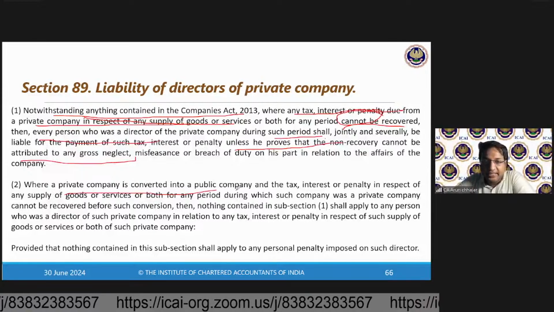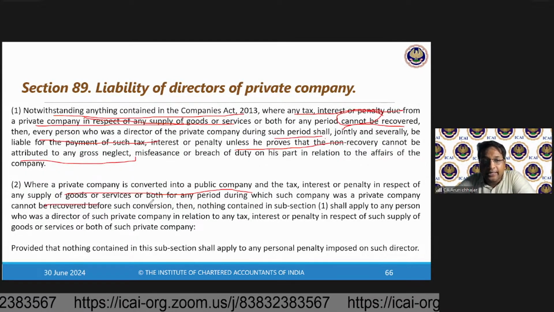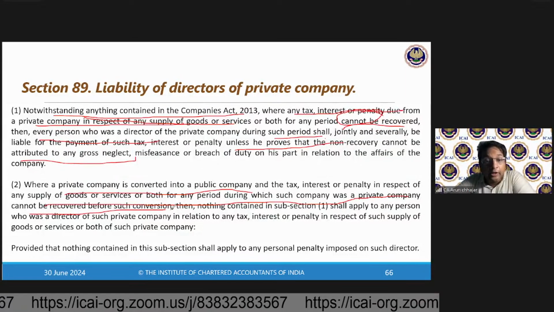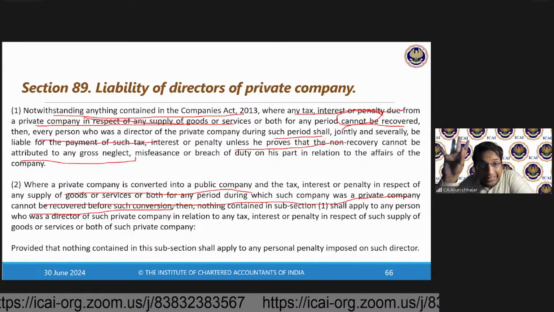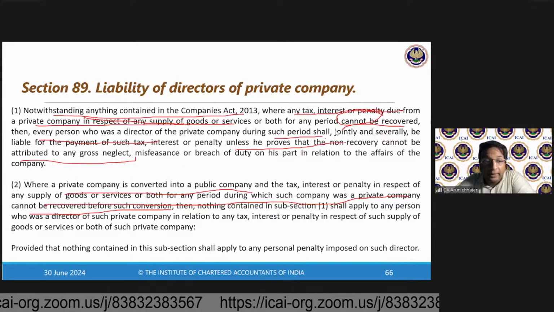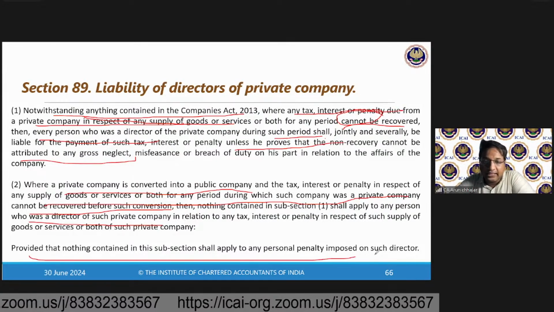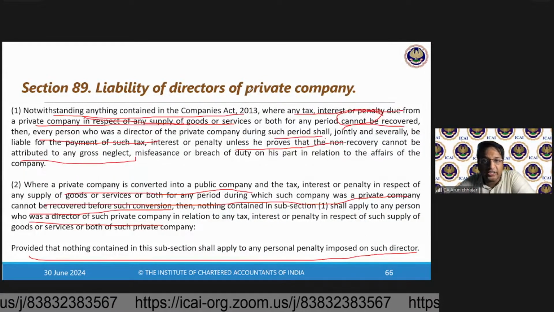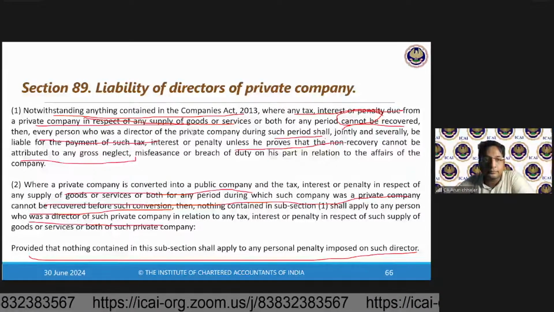Where a private company is converted into a public company, and any tax, interest or penalty in respect of any supply made while the company was a private company cannot be recovered before such conversion, then that amount payable by the private company but not recovered will be applied to any person who was a director of the private company, and he has to pay. Nothing contained shall apply to the personal penalty imposed on such director.